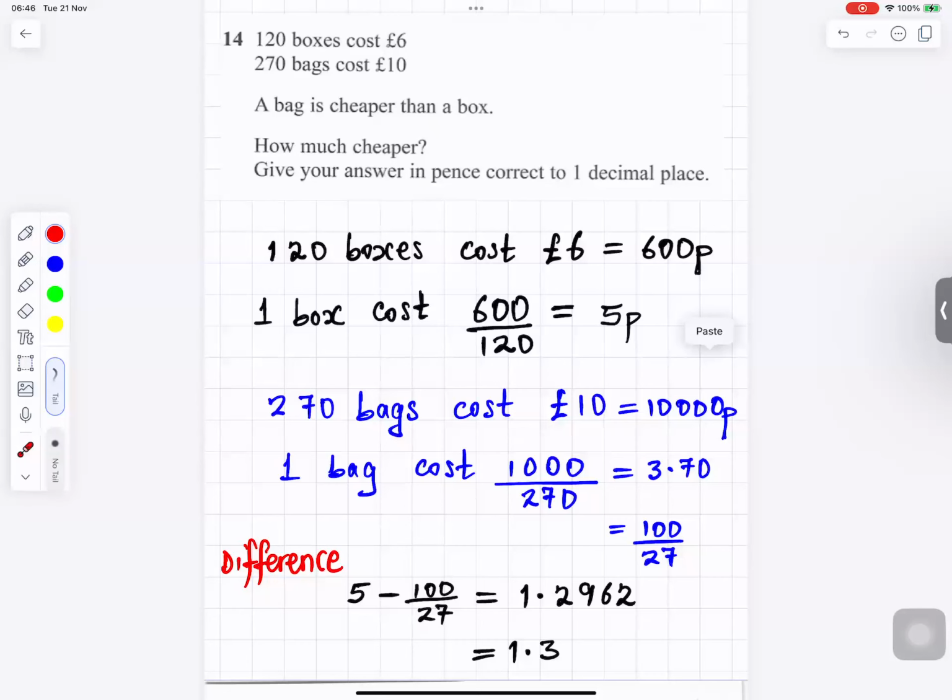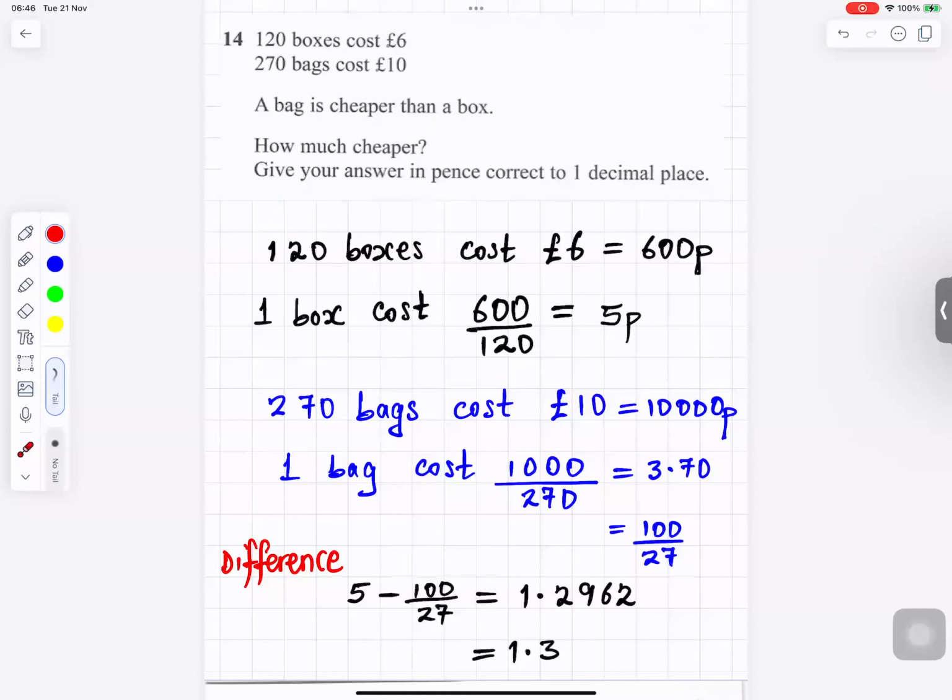Question number 14. 120 boxes cost £6. 270 bags cost £10. A bag is cheaper than the box. How much cheaper? Give your answer in pence correct to 1 decimal place. So 120 boxes is £6, which is 600 pence. £6, you multiply by 100 to get to pence. So we want to find pence per box.